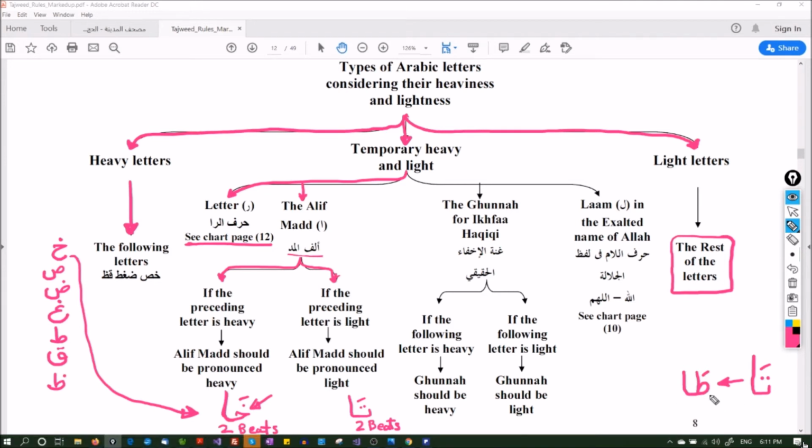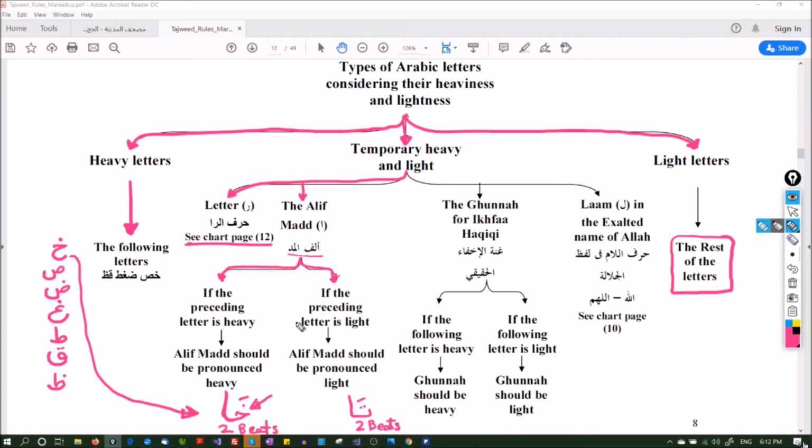I can't do that. This is Quran. This is Kalam of Allah subhanahu wa ta'ala. We cannot do these things. So this is why it is so important to preserve the flatness and the heaviness, or the roundedness and the lightness of the letters, to preserve it and not to change it at our will. We cannot.